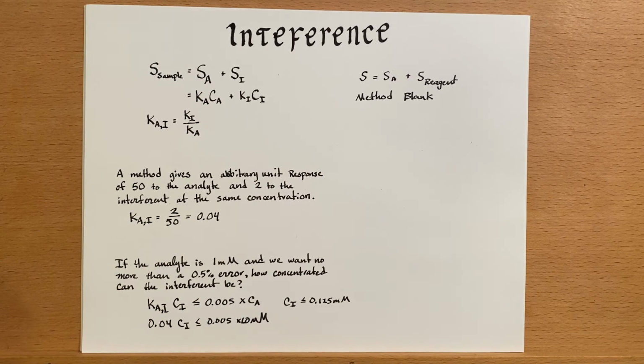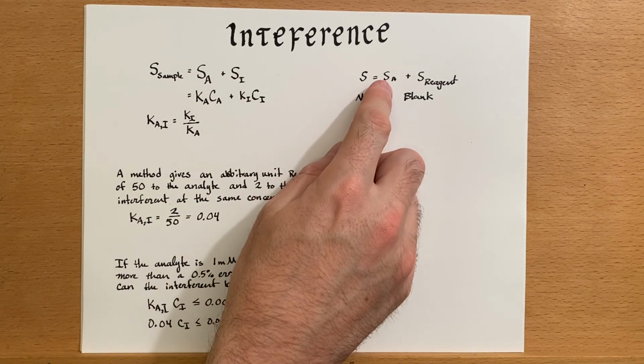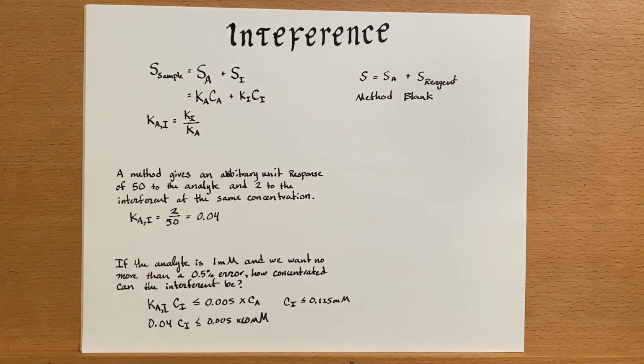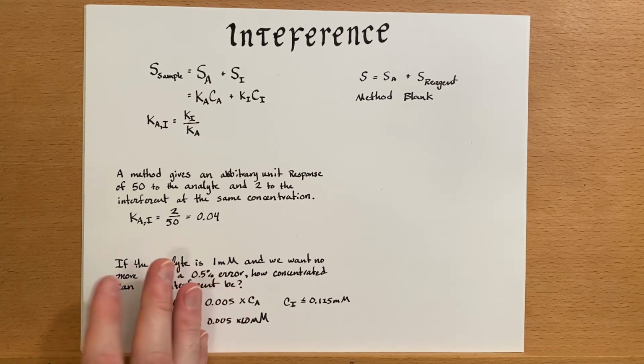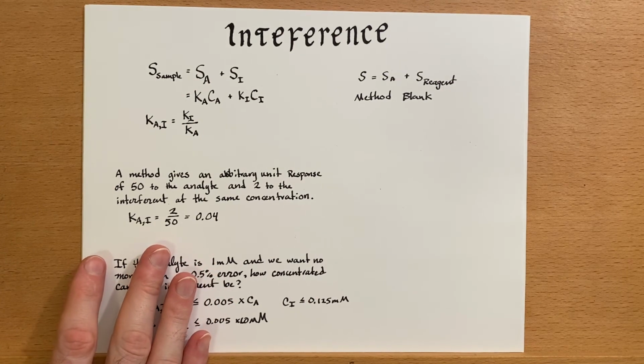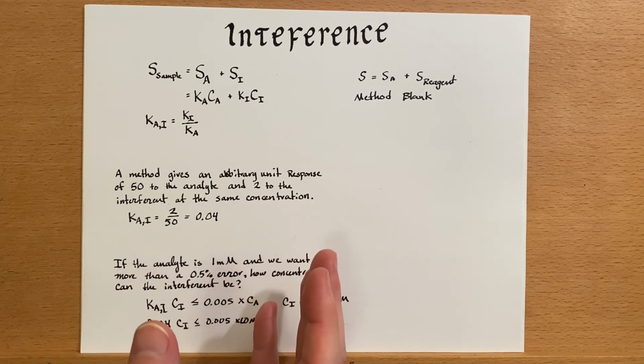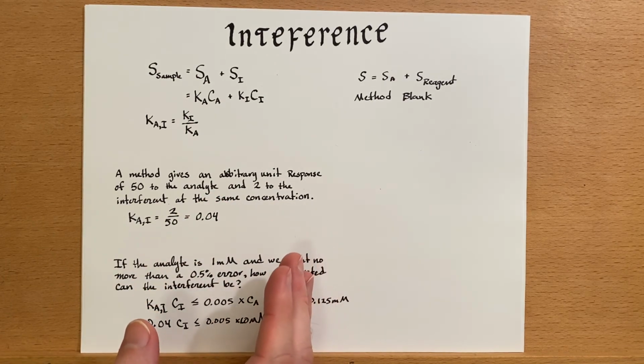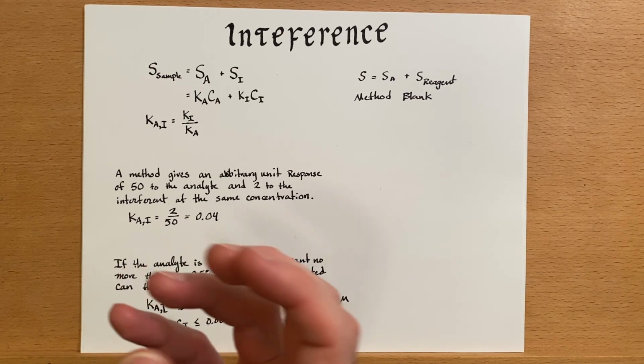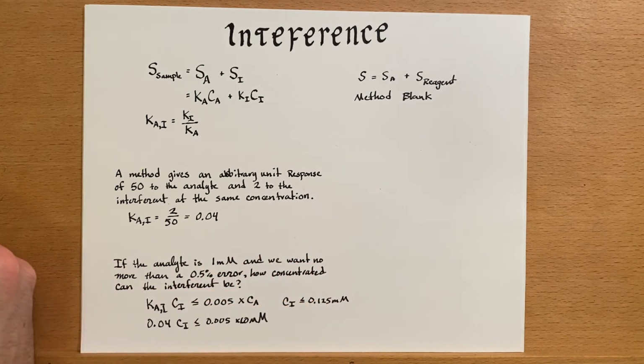Now, if the interference is in the sample, this is a little harder to deal with. It's also a little bit more likely. Now, if we know the identity of the interferent, it may be possible to separate it from our sample or separate its effects from the sample.